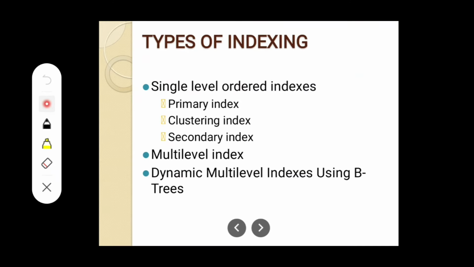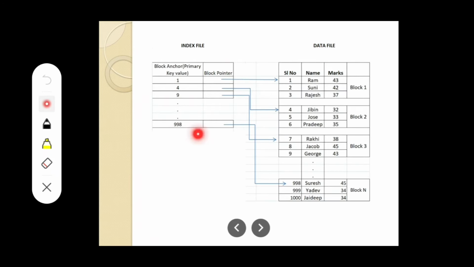Next we will see the different categories or types of indexing. Clear? So in the syllabus we are going to study these indexing structures. First category is single level ordered index. Okay, single level ordered index. Single level means there will be only one level of indexing. Okay, there will be only one level of indexing. So this is a single level. We are having only one level.